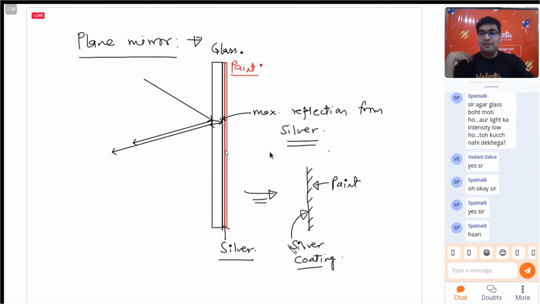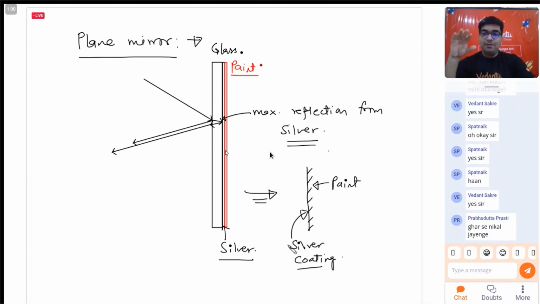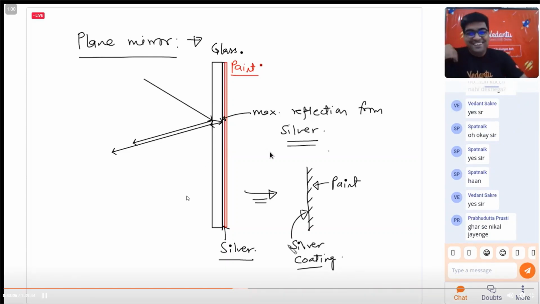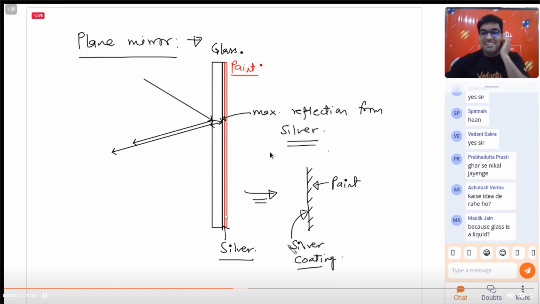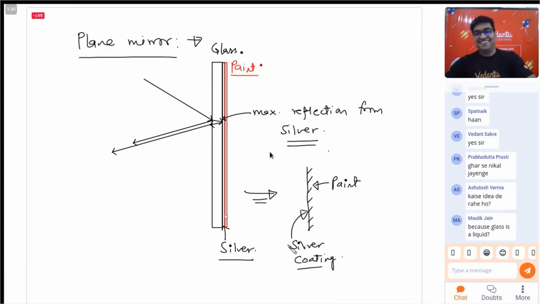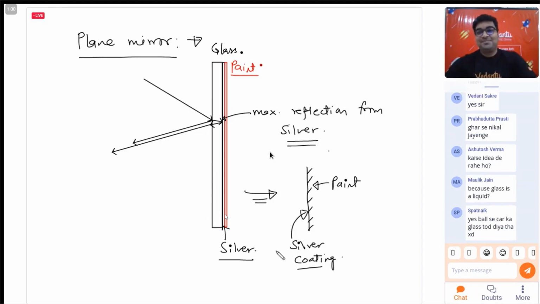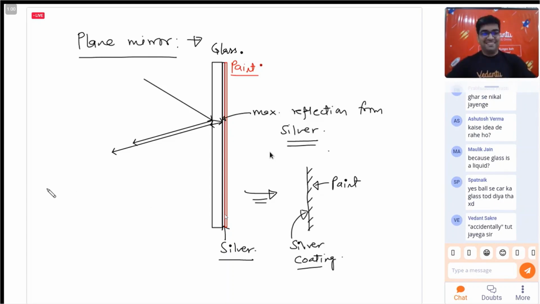Yeah, so that happens because of... Don't do that on purpose, Prabhudatta, right? But yeah... Okay, guys, don't go on tangential trajectories, right?